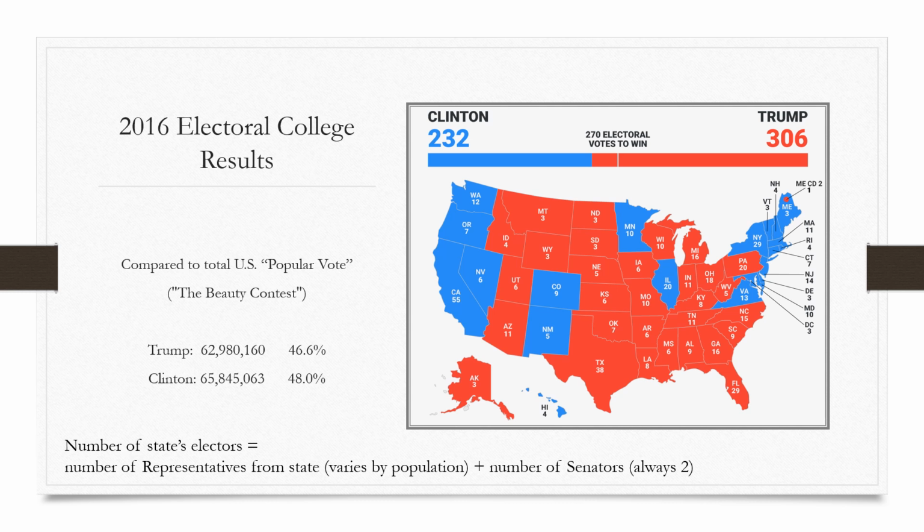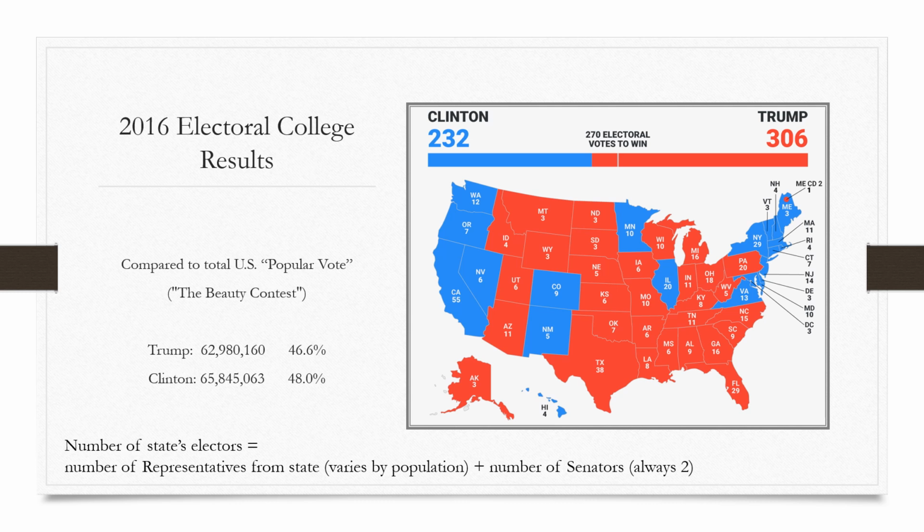This map shows the number of electors that were assigned to each state in the 2016 election. Each state gets a number of electors in the Electoral College equal to their number of House of Representatives members, which varies by state population, plus that state's number of senators, which is always 2. That means a really large population state like California or Texas gets a large number of votes in the Electoral College, while a small state like Maine or Wyoming only gets a few. Each state gets to decide for itself how it chooses those electoral votes.